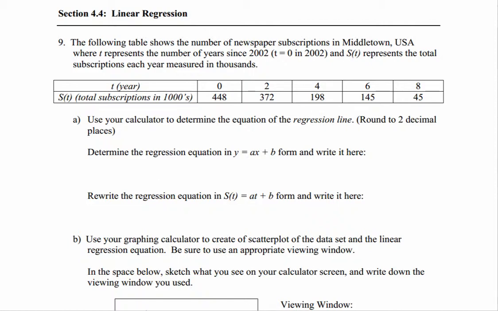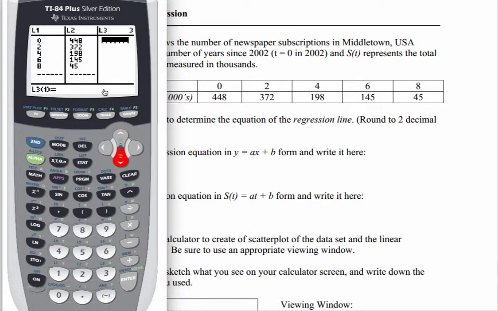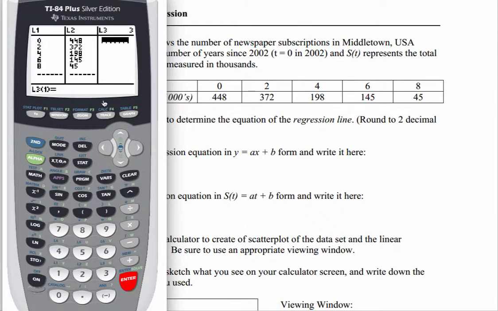Okay, so let's get after the calculator. So if we go ahead and get the calculator up here, I've gone ahead and entered in the data already. I don't want you to have to sit and watch me do that, but let me show where you go to do that in case you don't know. You press your stat key. Once you've pressed your stat key, you press enter, and then you will be greeted with L1, L2, L3.